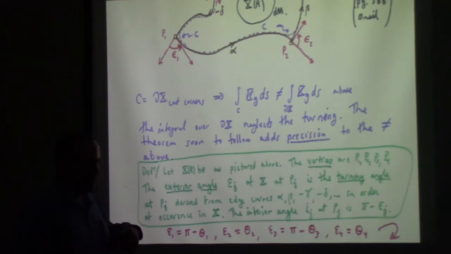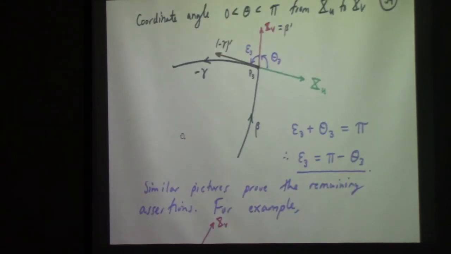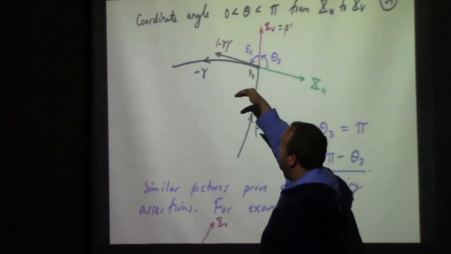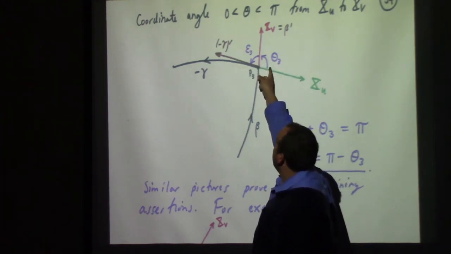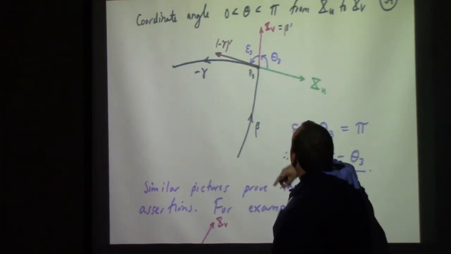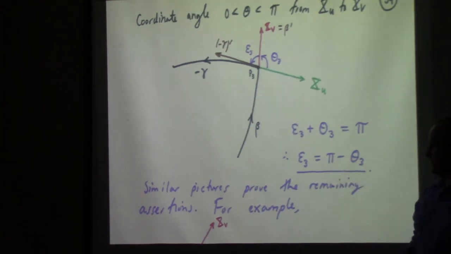Let's look at this. They're not all the same, right? Because it depends on the details. So here's the picture for E3. You're going from beta into minus gamma. So your E3 is up here, your theta 3 is over here. So E3 plus theta 3 is pi, right? So epsilon 3 is pi minus theta 3 in that case.